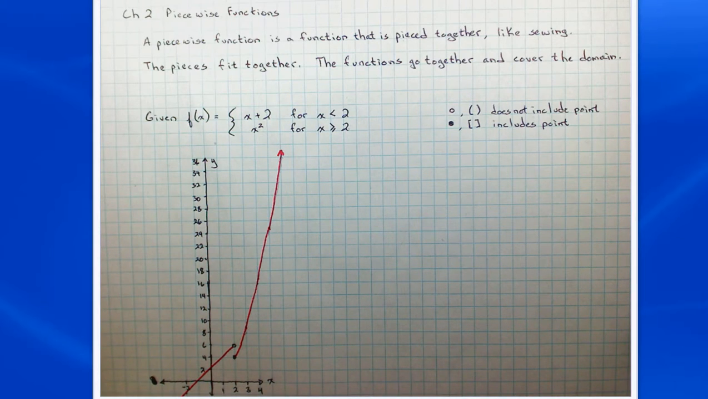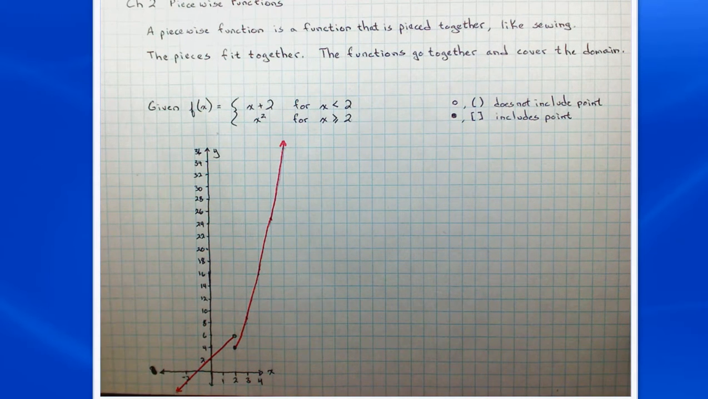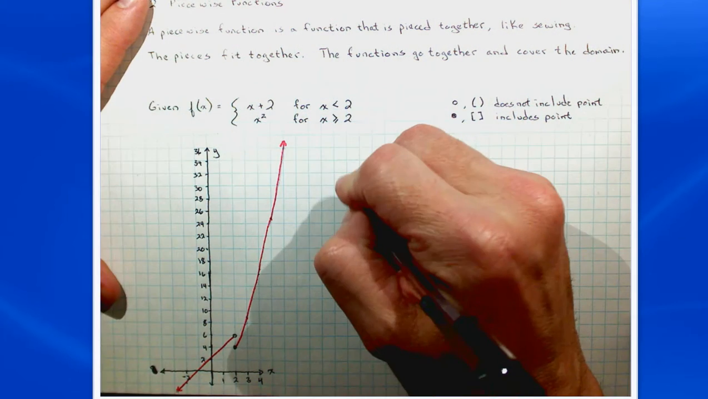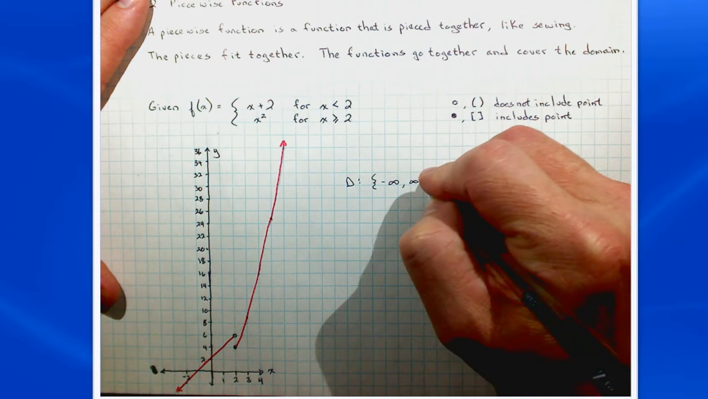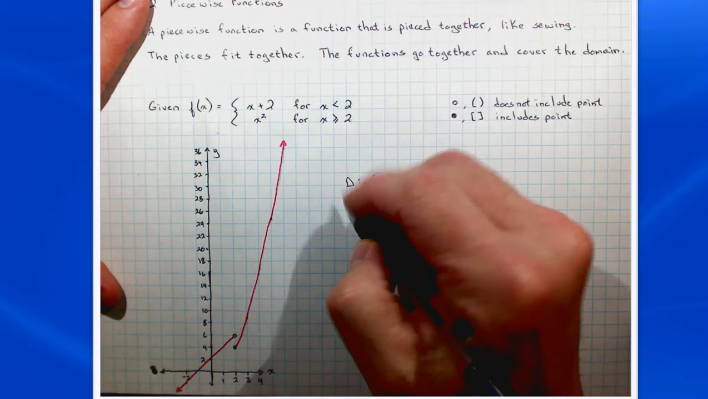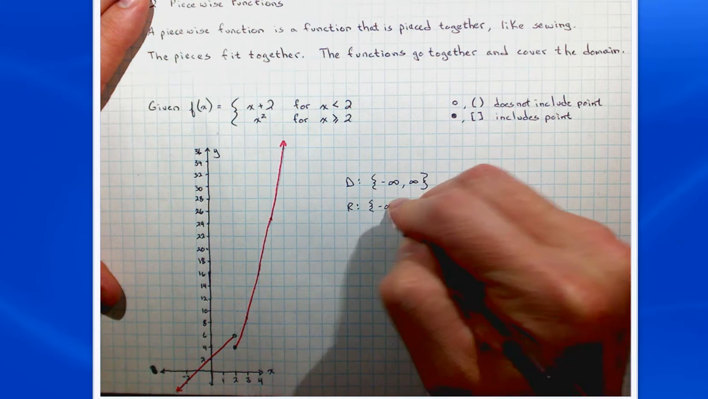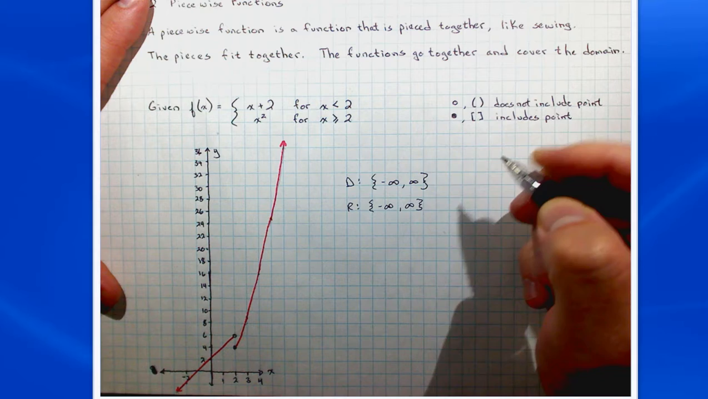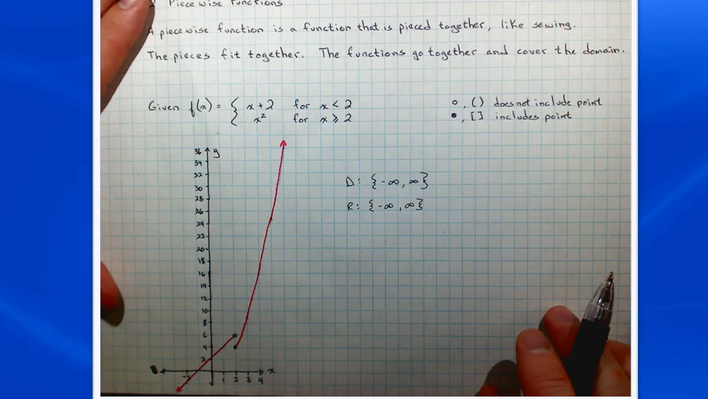That is my piecewise function for what I was given. For this piecewise function, the domain goes from negative infinity to infinity. It'll include all x values because this just keeps going and going, and this just keeps going and going. And my range will also be negative infinity to infinity because it just keeps going down from my range and it will keep going up from my range.